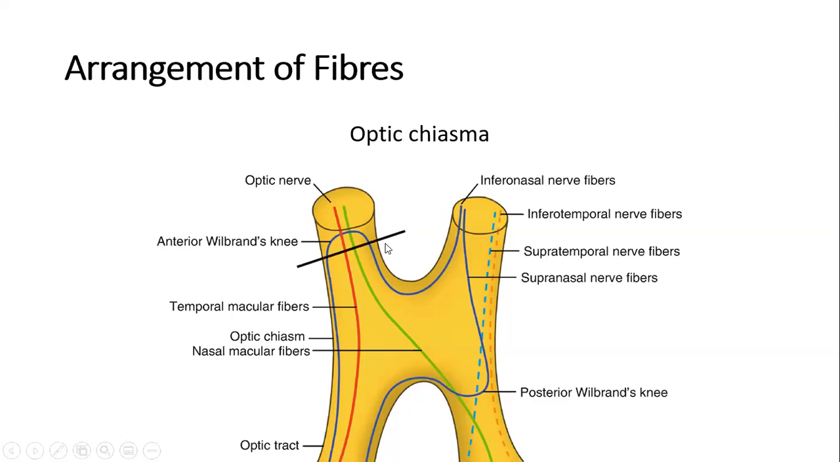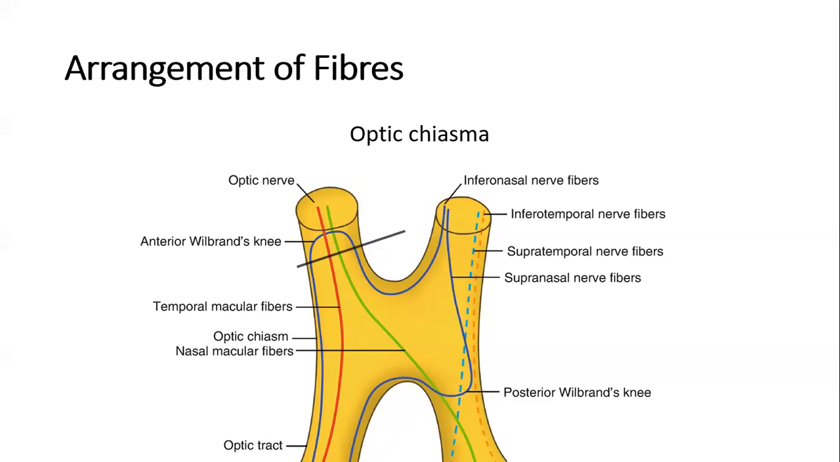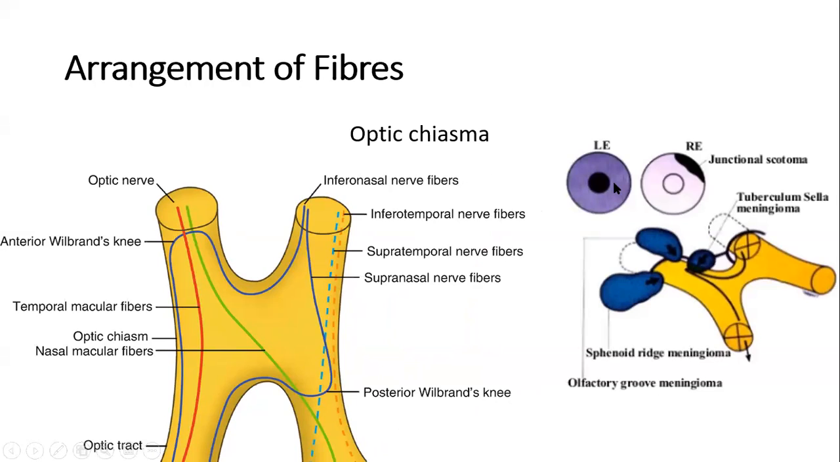So consider there is a lesion here. What happens? As we saw, when there is a complete transection, there will be ipsilateral monocular blindness on this side. And the inferonasal fibers of the other eye are going to get cut. So what field defect will we get? Other eye supratemporal quadrant will have a scotoma.